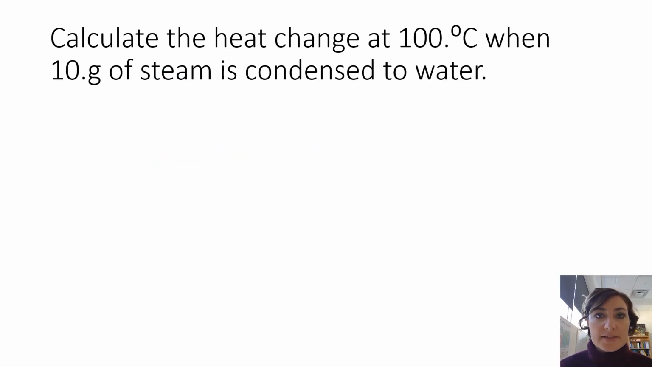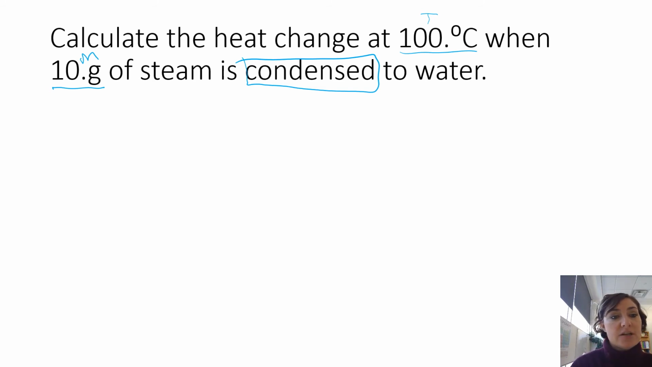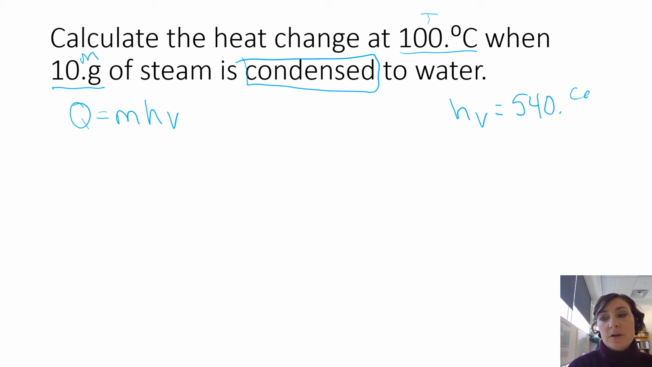Our next sample problem asks us to calculate the heat change at 100 degrees Celsius, which is a temperature, when 10 grams of steam, that's a mass, is condensed to water. There's my keyword, condensed. Anytime you see the word vaporize or condense, we know that it's going to be a heat of vaporization equation. So Q, or my energy, is going to be equal to the mass times the heat of vaporization. I know my heat of vaporization is 540 calories per gram. So now it's just a matter of plugging in some numbers and doing some calculations.